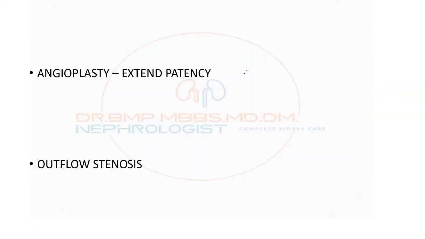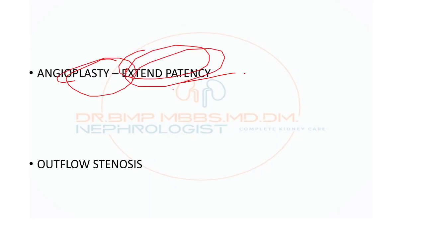Whenever we do angioplasty or ballooning, the patency increases. Regarding outflow stenosis, what is the outflow tract? Nothing but the vein to the heart. The stenosis can occur anywhere. Whenever there is a problem, there is a rise in pressure, and there are chances of aneurysm. These are all the important complications as a gross concept you should be aware of.